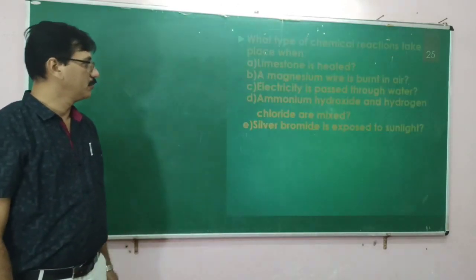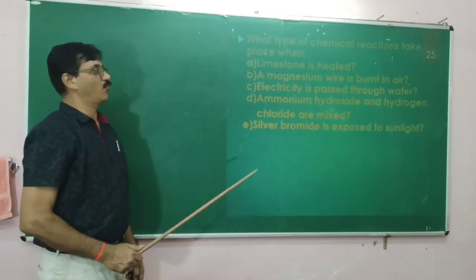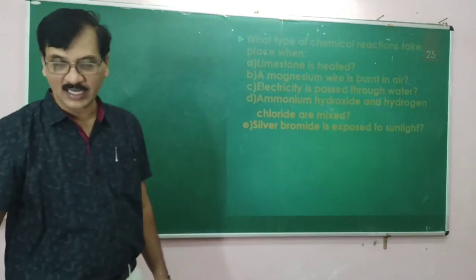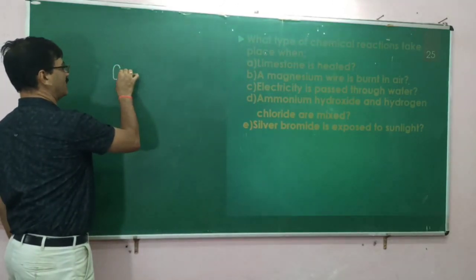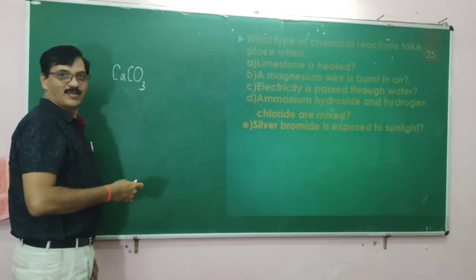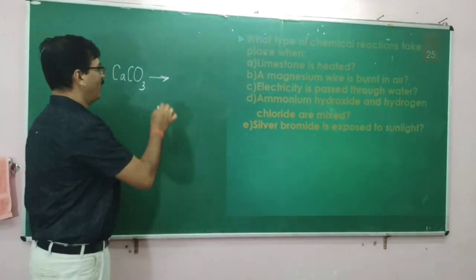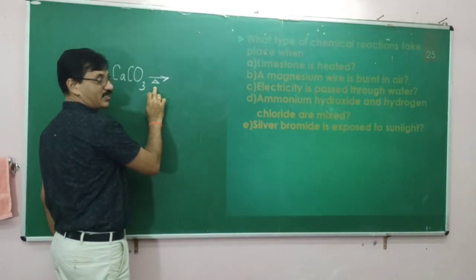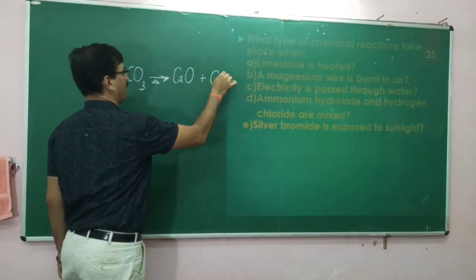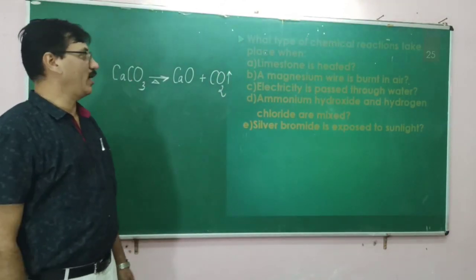Okay, then coming to another question, what type of chemical reaction takes place when limestone is heated? What is the formula of limestone? Limestone is CaCO3. If you remember this, then you can say the answer to this question. When limestone is heated, for heating this kind of sign is also used, we will get calcium oxide and carbon dioxide gas. Okay, so this is the reaction to be remembered.